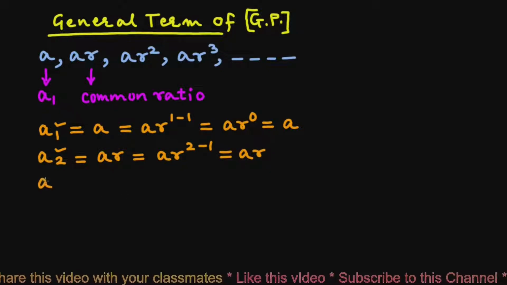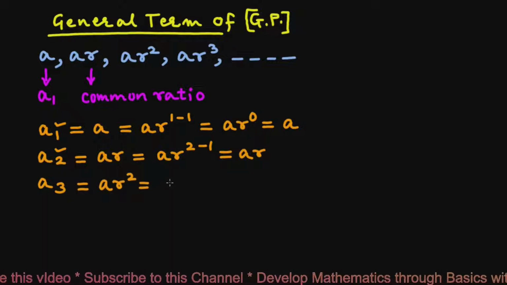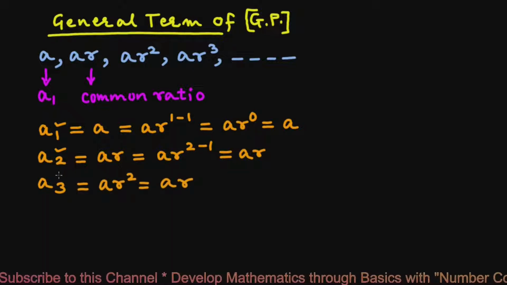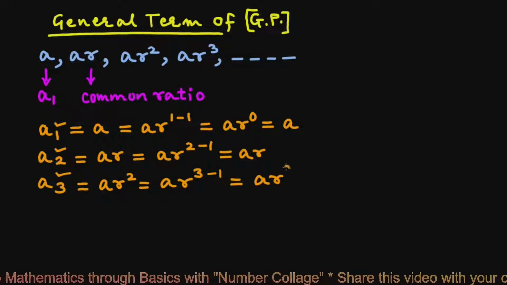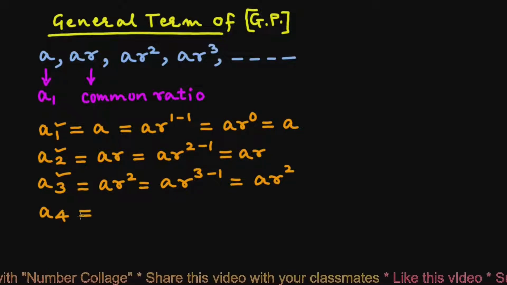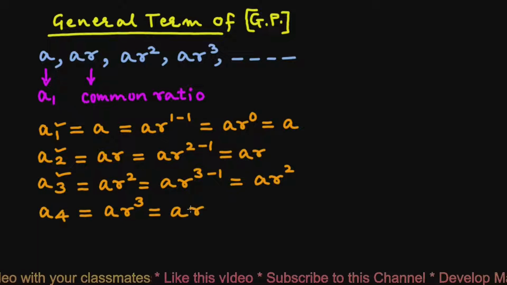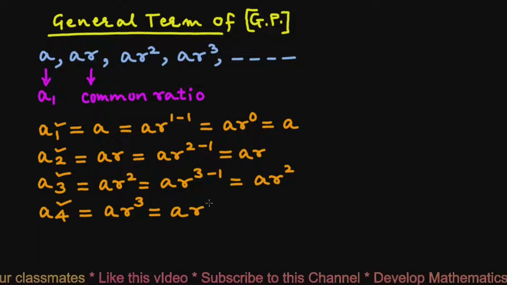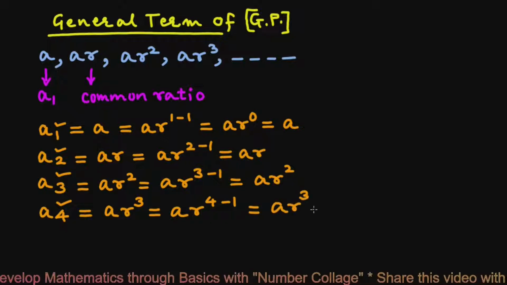Then we write A3 equals A R square, that will be A R power 3 minus 1 equals A R square. We write A4, the fourth term, equals A R cube, that will be A R power 4 minus 1, that equals A R cube, so on and so forth.